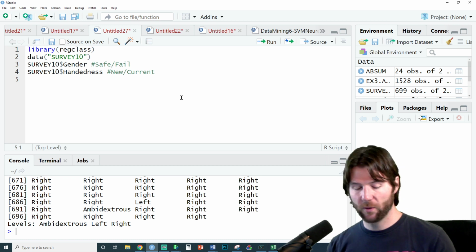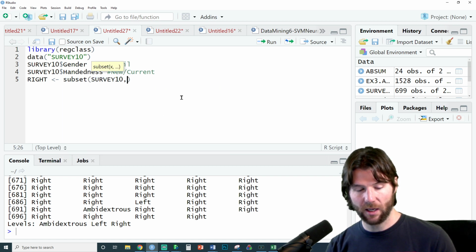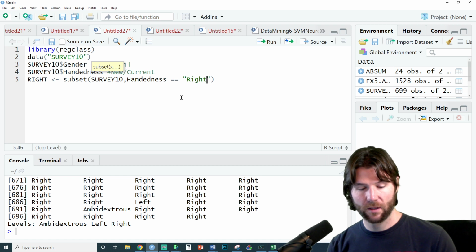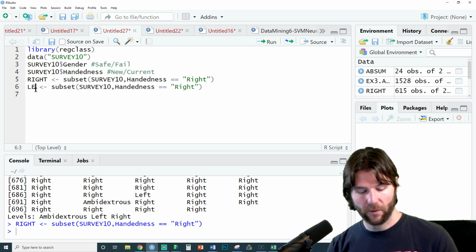So what we have to do here is use the subset function, like you were saying, and I would do the following. Let's call this right, which will be like your new, and you go to subset, and then we put in our data frame. The first argument is the data frame, and then we put what we want to subset by, which is handedness equals right. And then we go left.